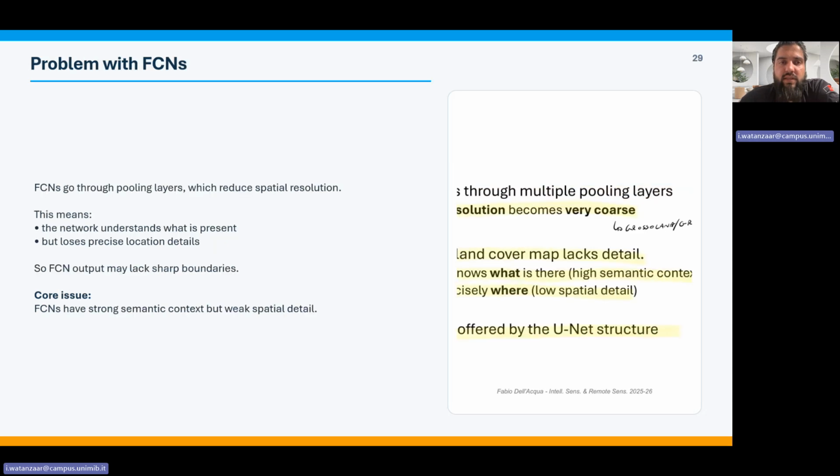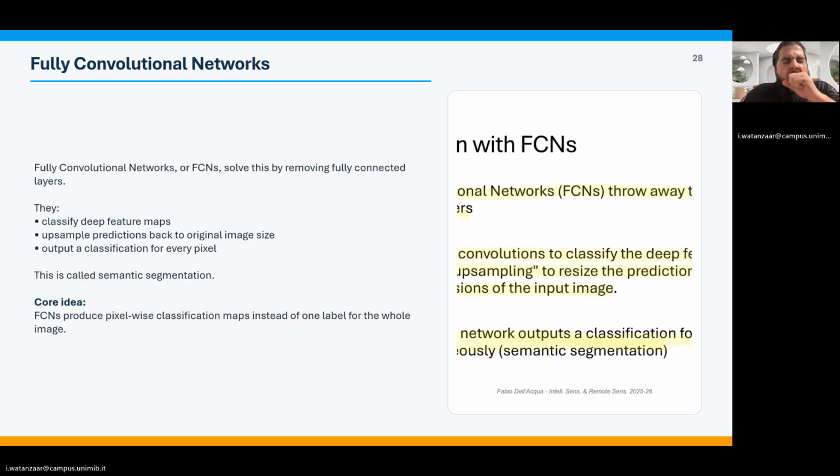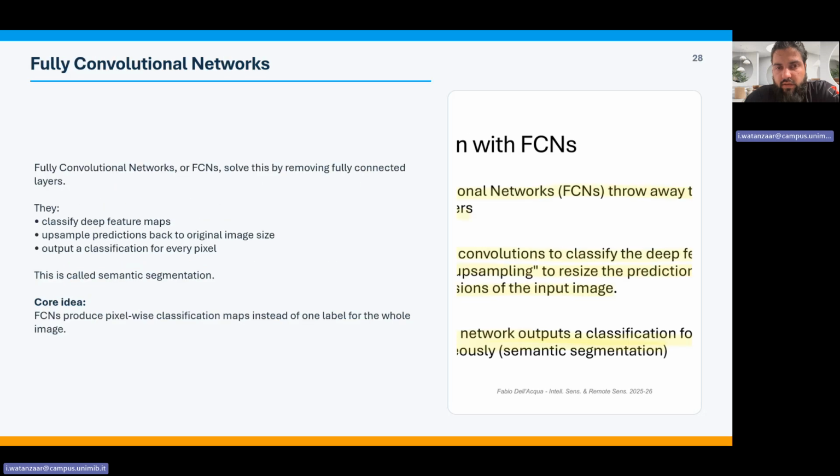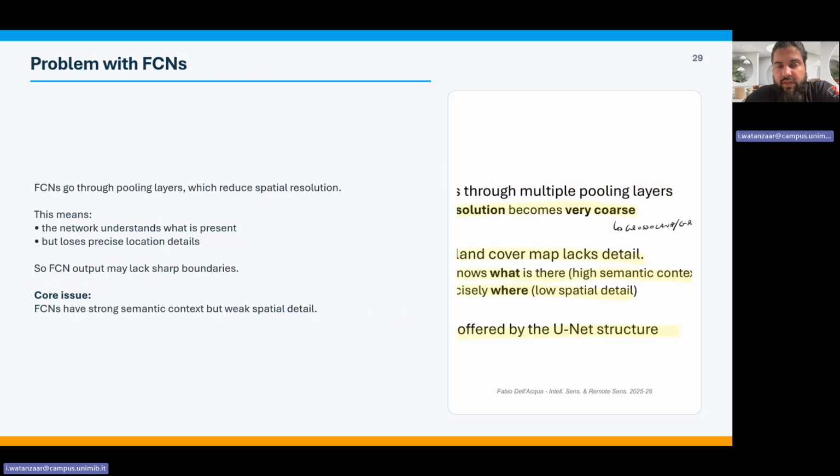But we will still face an issue with the FCN. Now we are having a problem with fully convolutional networks: FCN goes through the pooling layers, which reduce the resolution. We have seen that the receptive fields of CNNs depend exactly on the pooling layers, strides, and convolutional depth. So we are again looking into the problem with the FCN.